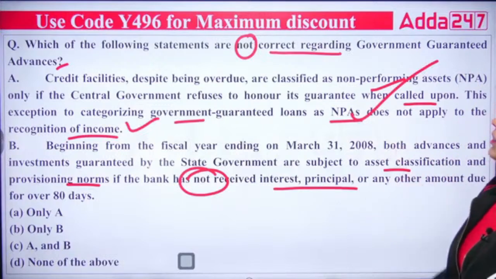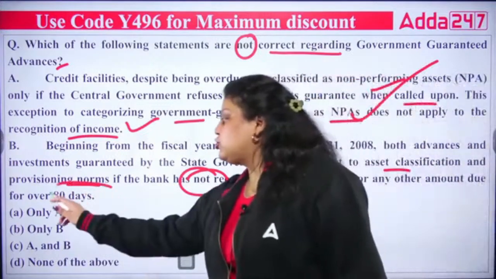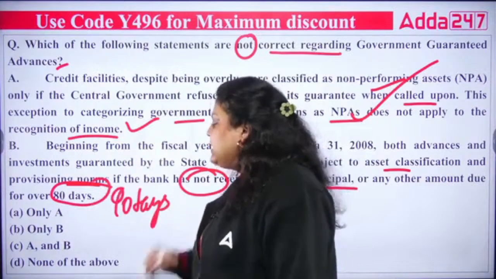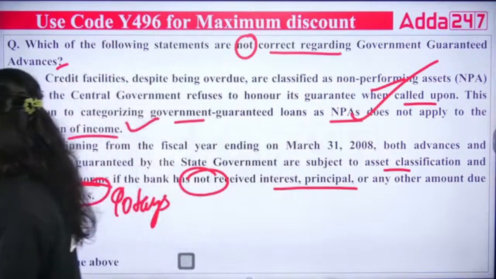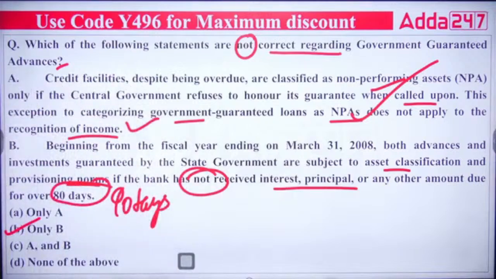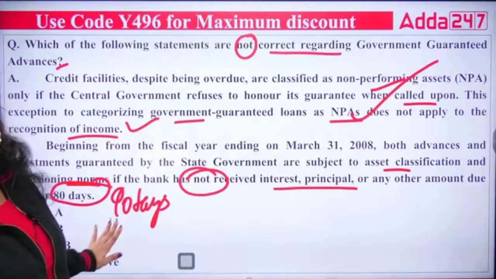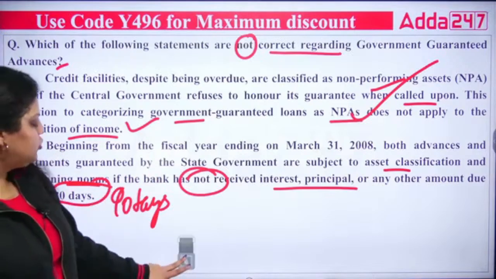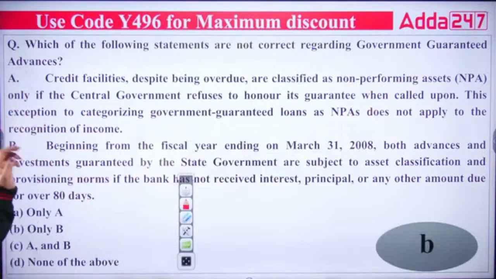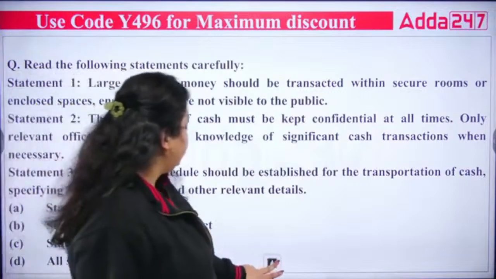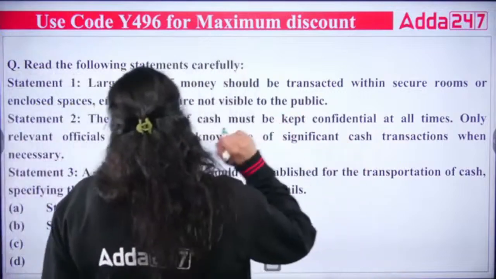But this one is not correct because it's not 80 days, it should be 90 days. It means only B is the incorrect statement. So the right answer will be B. The B statement is incorrect because the duration should not be 80 days, it should be 90 days. So your right answer is B. Clear? Next question. Next is asking about read the following statement carefully.